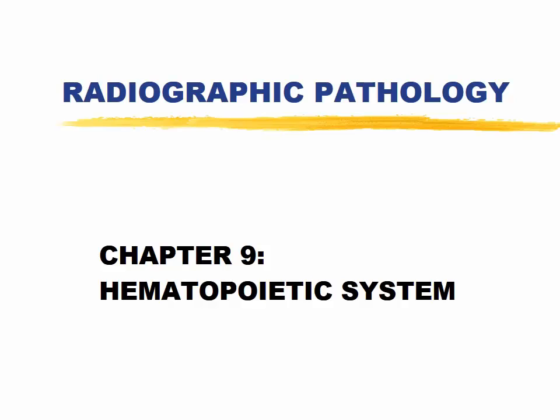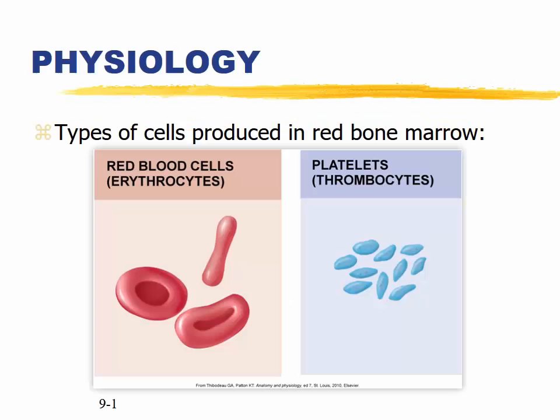Chapter 9, the Hematopoietic System. Erythrocytes, which are referred to as red blood cells, and thrombocytes, referred to as platelets, are both produced in the red bone marrow.